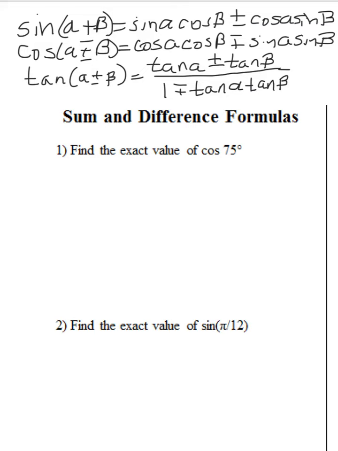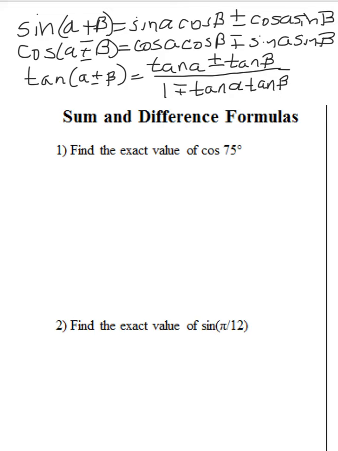With the cosine it is different though. With cosine, we also have two angles, alpha and beta. So cosine of alpha plus beta would be cosine alpha cosine beta minus sine alpha sine beta. So the operation changes from addition to subtraction. If we subtracted, we would have cosine alpha minus beta, cosine alpha cosine beta plus sine alpha sine beta. So it just depends on which formula we need. That will determine which one we're going to use.